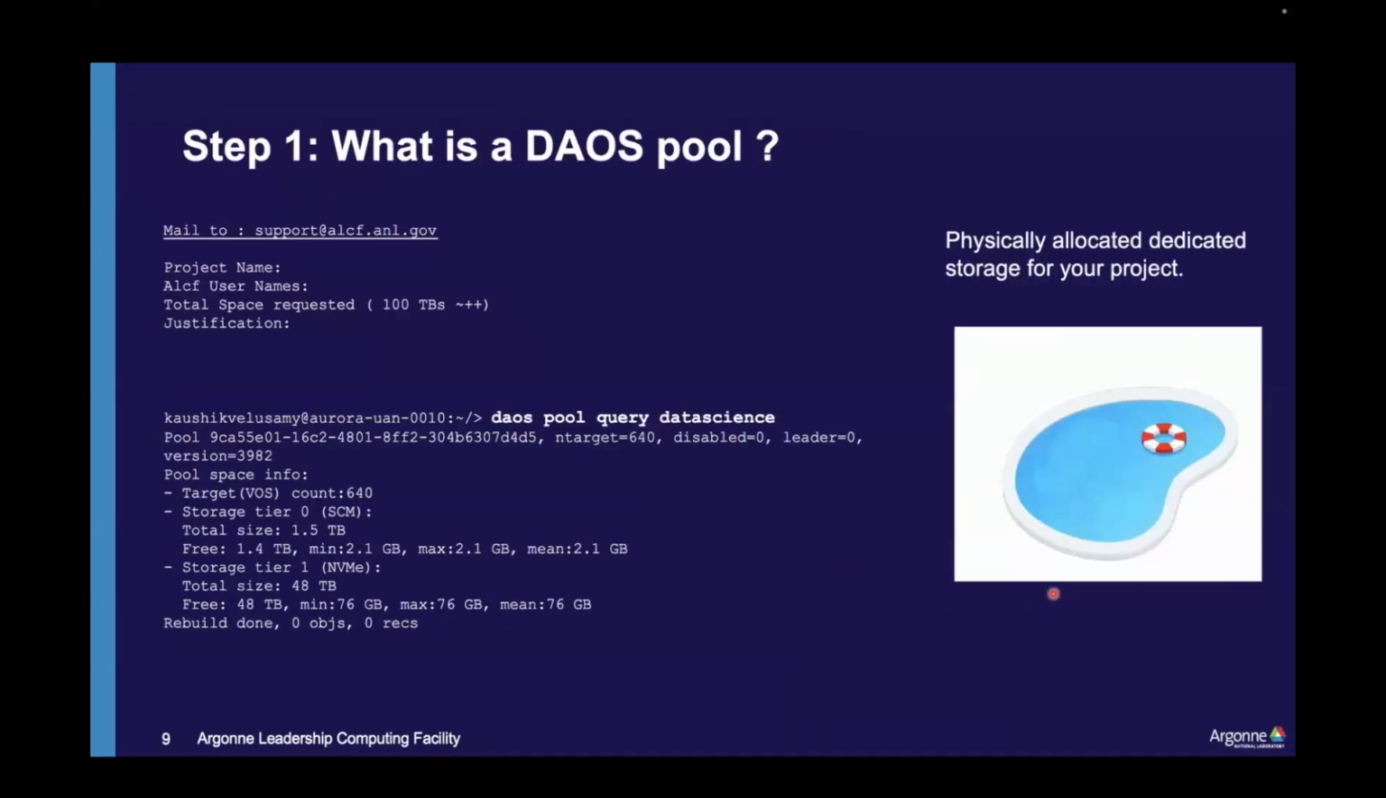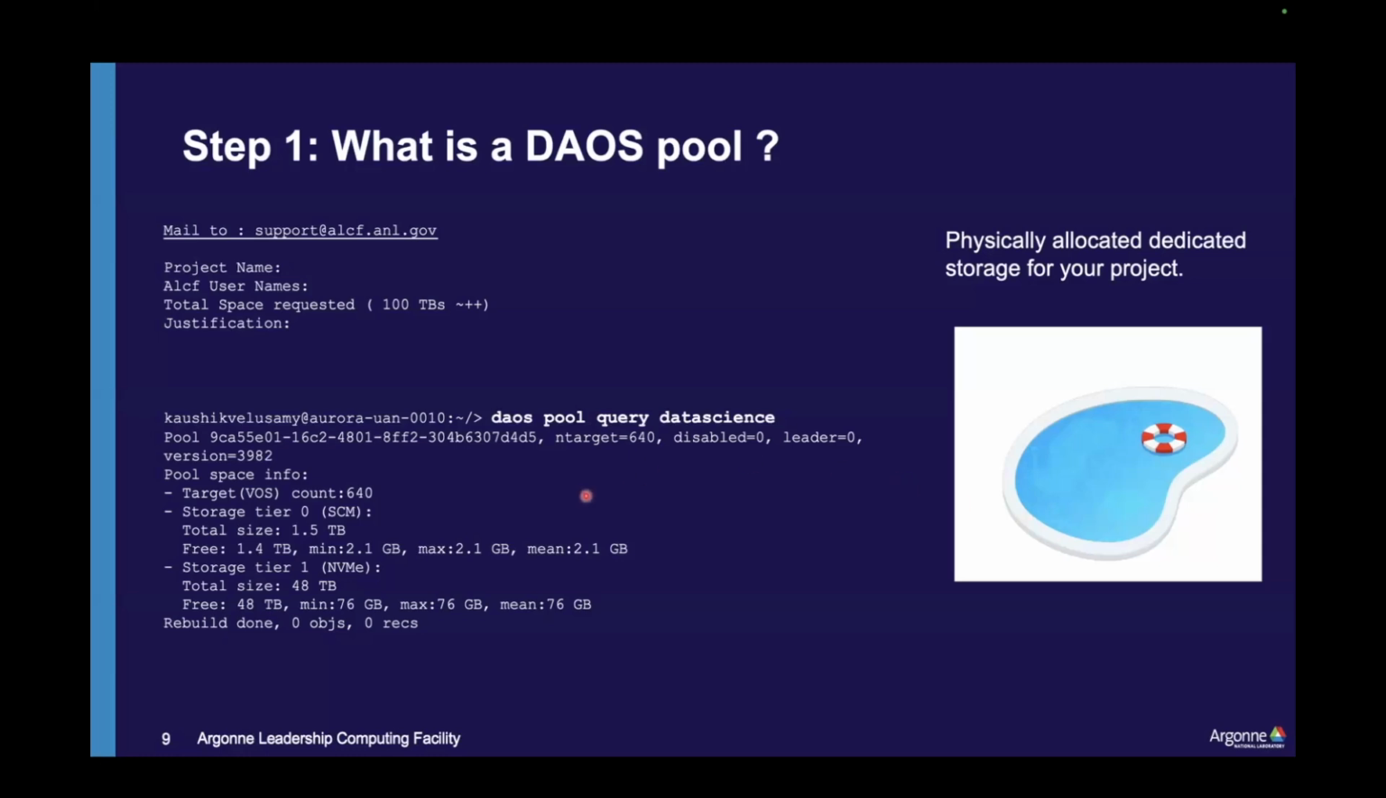So what is step 1? When you come to DAOS, the first thing is you need to email support@alcf.anl.gov, send your project name, the usernames, how much space you want, and justification, and you will be given a pool. So what is a DAOS pool? A DAOS pool is a dedicated storage for your project. This is fully dedicated for your project. Unless you have a DAOS pool dedicated for your project, you can't start anything with DAOS. So this is step 1.